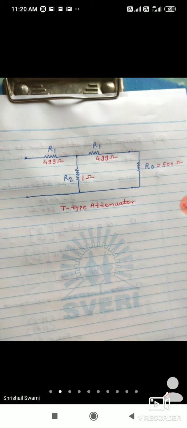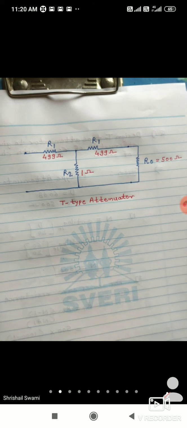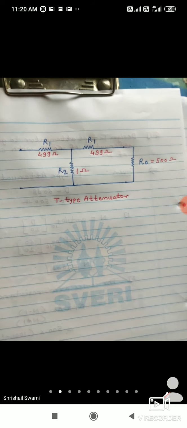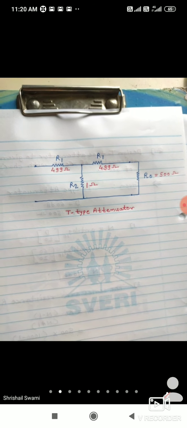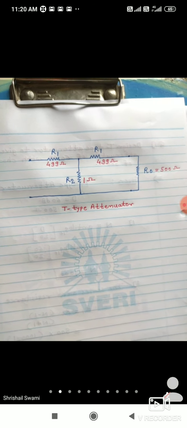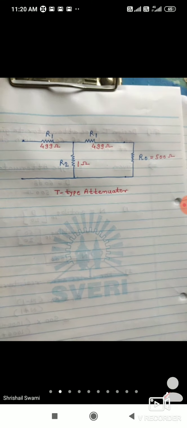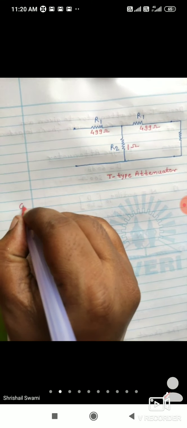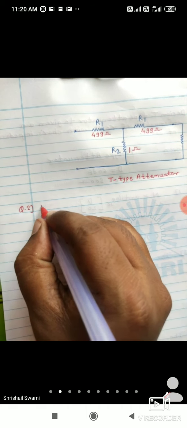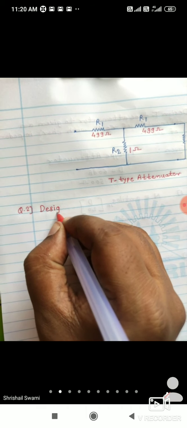So a 4 marks question you must get compulsorily, everyone should get 4 marks out of 4 from this design of any attenuator. Okay, so quickly we will solve the second problem. Question number 2. Same problem, only I will change the values.